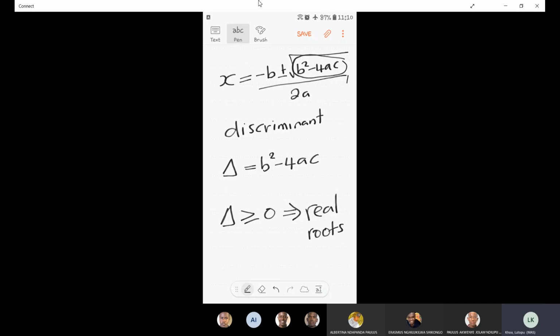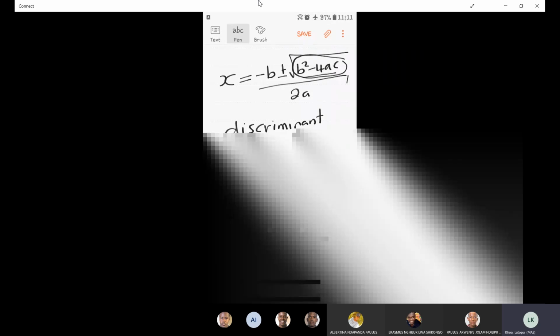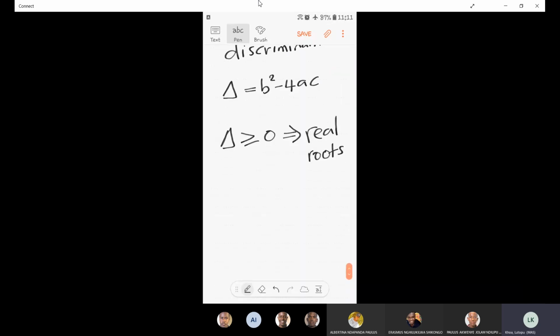because you'll put them under the square root, and the square root of any number that is 0 or positive, you will get a real number there. So if your discriminant is greater than or equal to 0, then you have real roots. Then you could also have a discriminant that is less than 0. Here, this means you have imaginary roots.